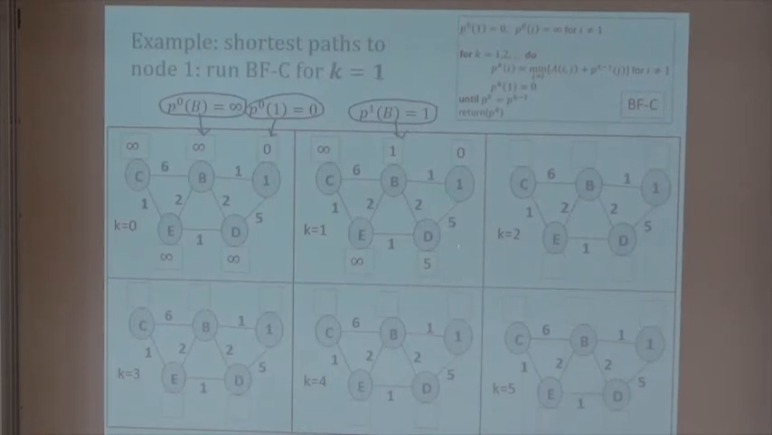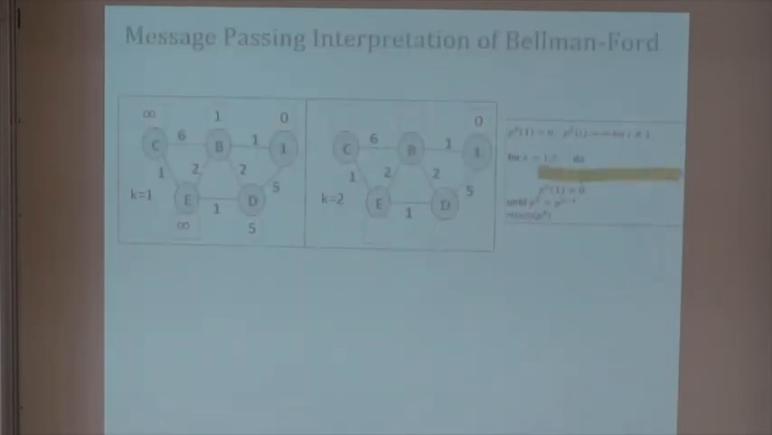But if I am node D, for example, I ask all my neighbors what was the cost in the previous iteration. They're all infinite except one that had a cost of 0. So I will take 5 plus 0, that gives 5. So D now has an estimate of 5. And similarly, B has an estimate of 1 here. C and E still have estimates that are infinite.